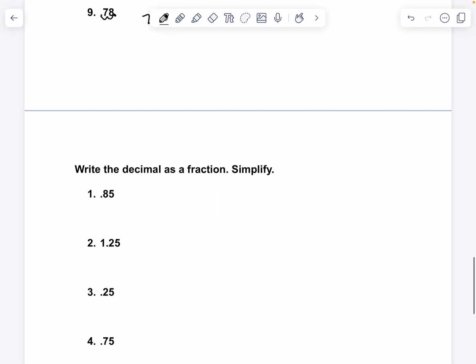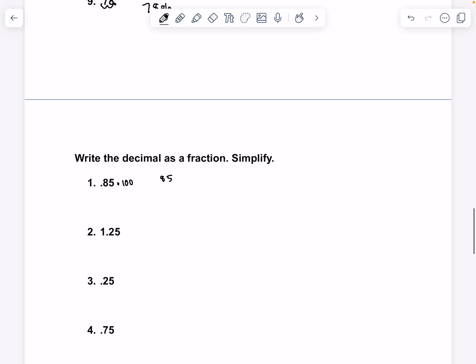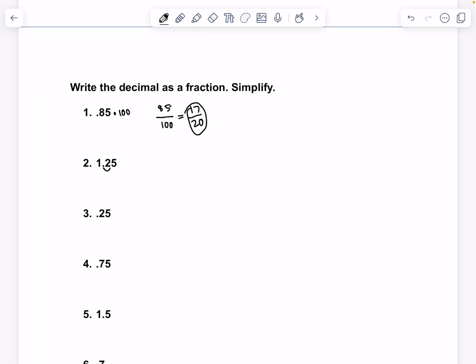Now it's asking to write the decimal as a fraction and simplify. What we can do is multiply by 100. So 0.85 times 100 is 85, and then we put that over 100. So 85 over 100, we can divide it by 5 on both sides. 85 divided by 5 is 17, and 100 divided by 5 is 20. So this would be our simplified fraction: 17 over 20.